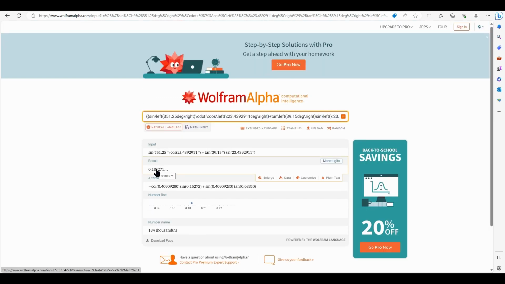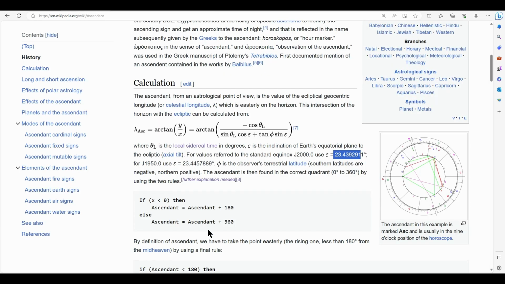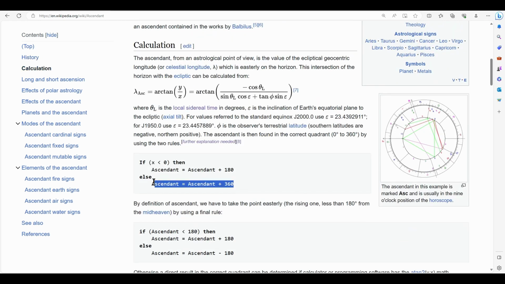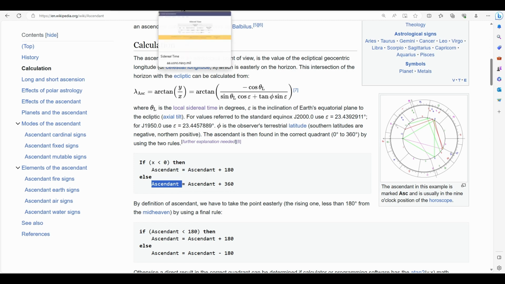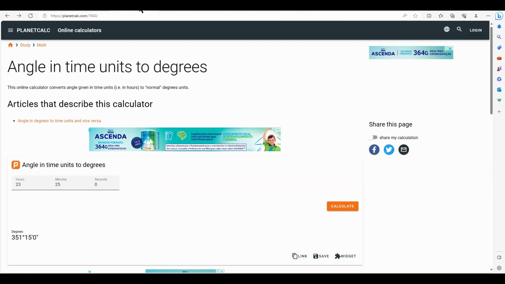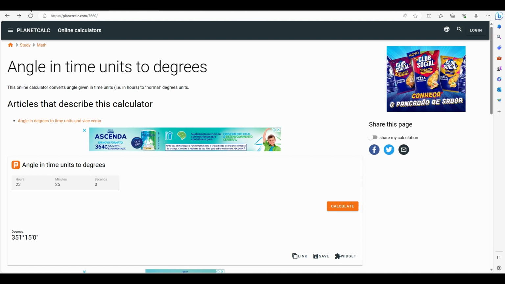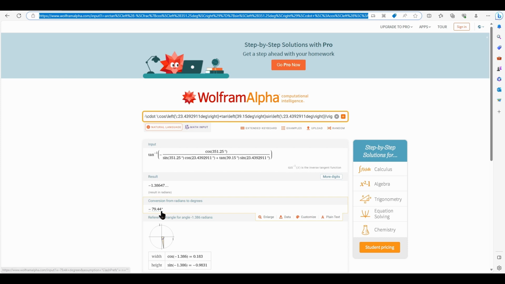Where is the result here? The only thing we need from this result is to see if it's positive or negative, because if it's negative, then we use this formula. If it's positive, we need to use this formula here. So it's positive. So we just apply this formula. Ascendant. The ascendant is the result we have so far, which is minus 79.44.